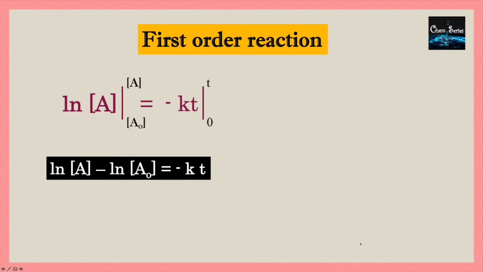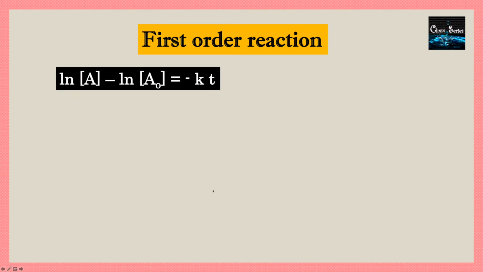Now, applying the upper limit minus lower limit, you get ln A minus ln A naught, that is equal to minus k, t minus 0 will become t. And this is your integrated rate law equation. Okay, from this equation, they can ask you for rate constant k, or time, or even concentration of the reactant at any given time.